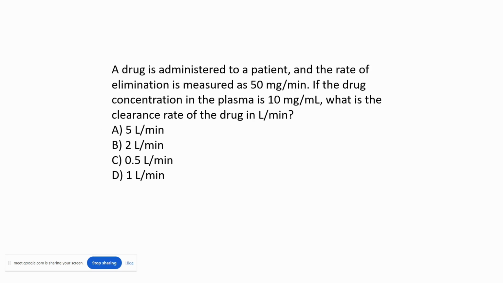Okay, moving on to the next question. A drug is administered to a patient and the rate of elimination is measured as 50 mg per minute. If the drug concentration in the plasma is 10 mg per ml, what is the clearance rate of the drug in liter per minute? 5 liters per minute. Okay.